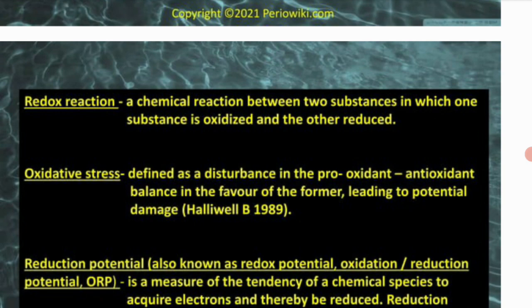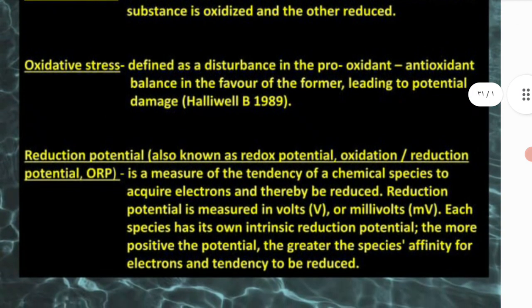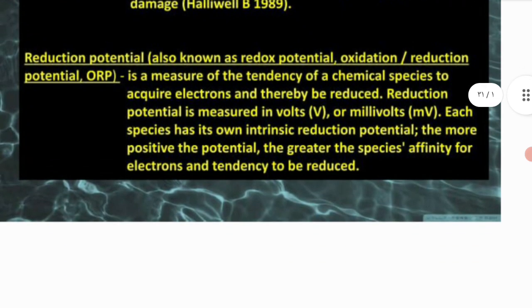Oxidative stress is a disturbance or imbalance between the oxidants and the antioxidants. The antioxidant is good while the oxidant is not good, and this leads to cell damage. This is not important: reduction potential.